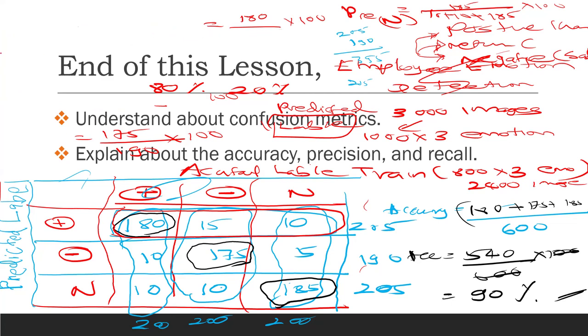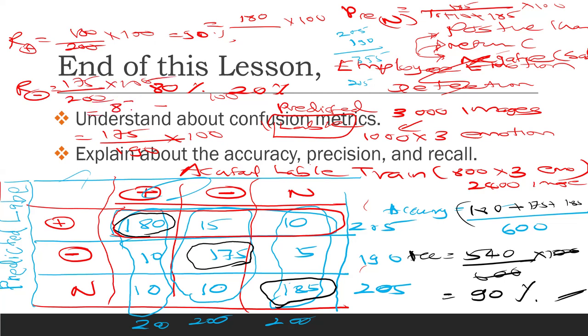If you look at the recall for positive, total actual labels are 200, right? We know each and every one is 200. So 180 over 200 multiplied by 100, so this is 90%, right? Similarly, recall for negative, 175 over 200 multiplied by 100, 87.5%. Similarly, recall for the neutral class, 185 over 200, 92.5%, right? So these are the recall values, right?